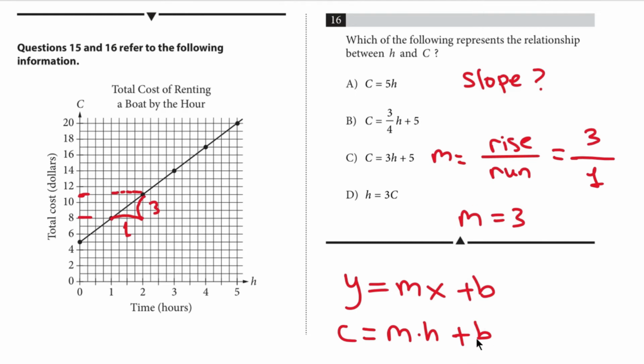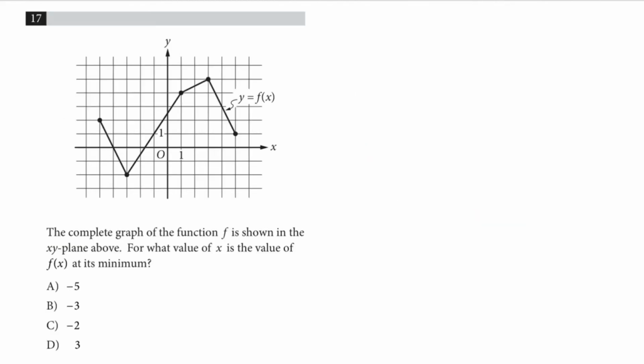Now let's look at b. b is the c-intercept, or the y-intercept, where that line crosses the c-axis, the vertical axis, and it is already determined. It is 5. Therefore, by replacing these variables, c is equal to 3h plus 5, and therefore choice C is correct. Now let's move to the next problem.